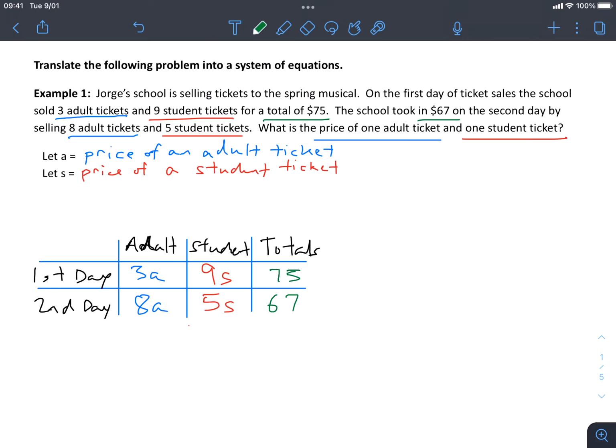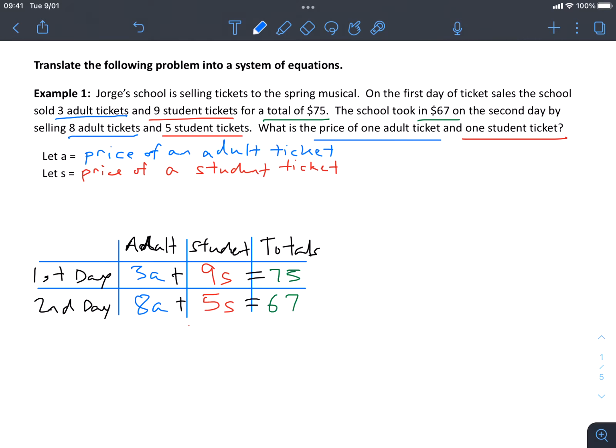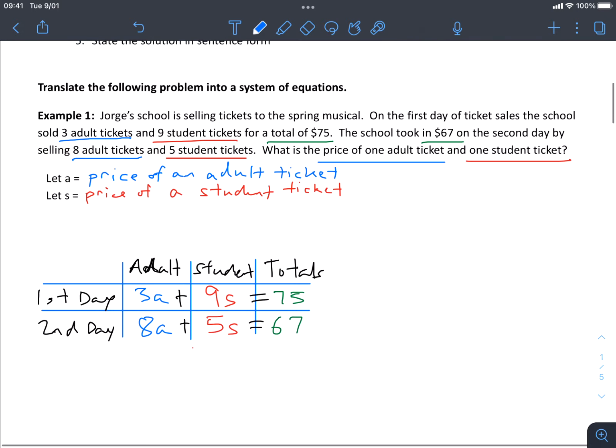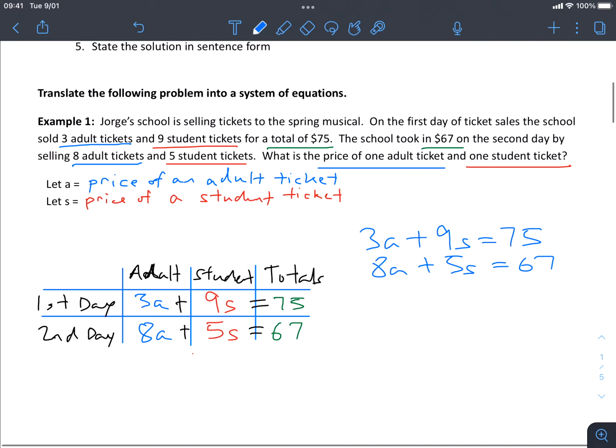Now that we have this information, this tells us what our equations are. I just put a plus in here and equal signs here. Those are my equations. And normally when I'm doing these types of problems, I would just go about solving. I would write them out: 3A plus 9S is equal to 75. And 8 adult tickets plus 5 student tickets gives me $67. And I would go about solving the equations.